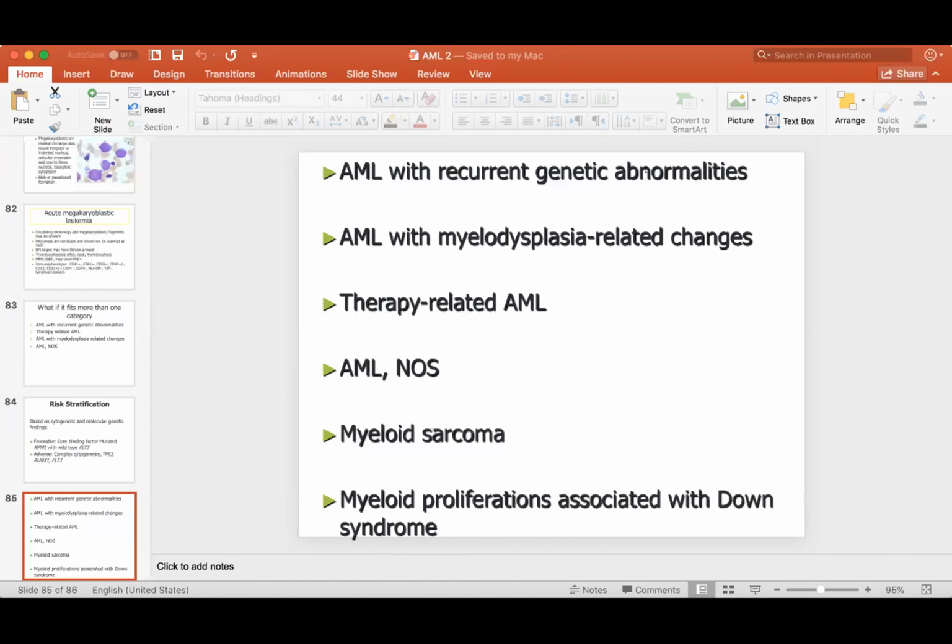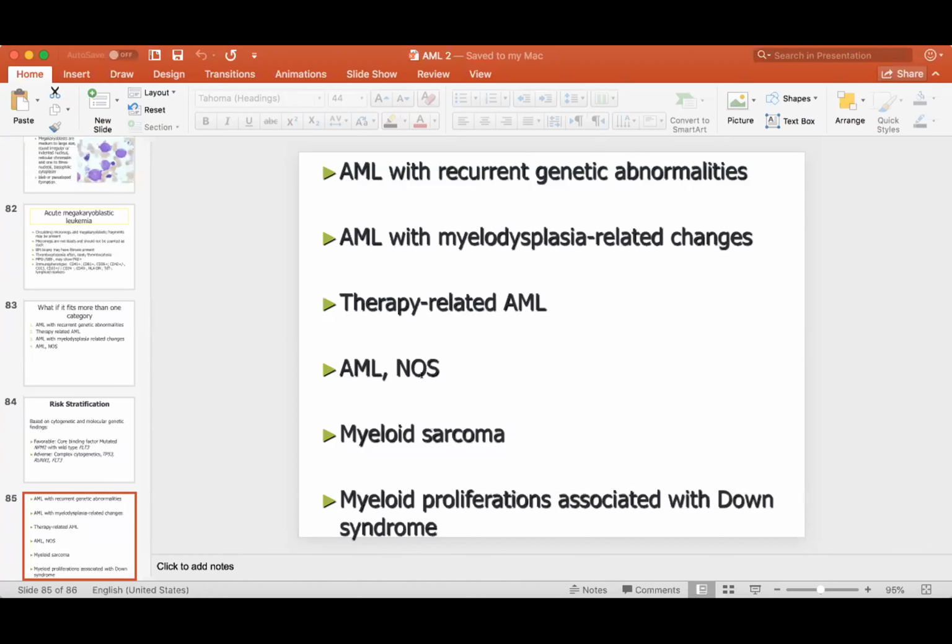And then we had the AML with myelodysplasia-related changes, and it has to fit certain criteria. Otherwise, you can't call it just by seeing some dysplasia in the lineages. Then we had the therapy-related AML. We had AML/NOS, or not otherwise specified. And then myeloid sarcoma and myeloid proliferations associated with Down syndrome. I don't think we have time to talk about that.